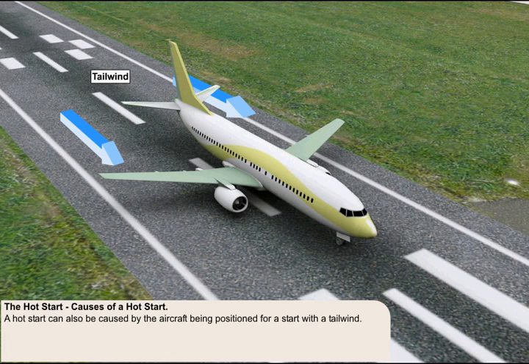A hot start can also be caused by the aircraft being positioned, perhaps for its second start of the day, with the wind going up the jet pipe, as opposed to the ideal situation when the wind would be going into the intake. The tailwind will make the job of the starter motor more difficult, and it will have more trouble pushing sufficient air through the engine quickly enough to keep the core temperature within limits. The residual heat that remains in the engine after shutdown will exacerbate the problem.